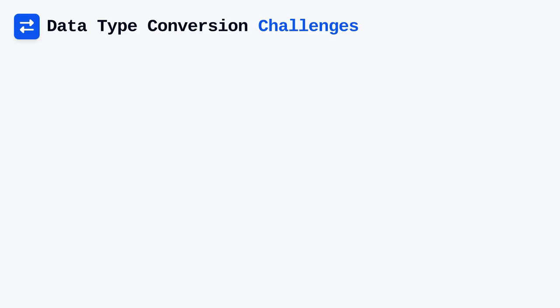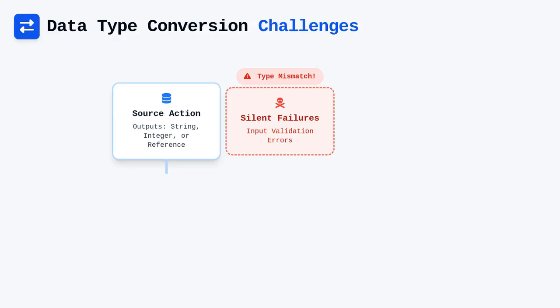Data type conversion issues represent some of the most subtle yet frustrating errors in automated flow design. When an action step passes data to a subsequent activity, the underlying type, be it a string, an integer, or a reference, must be treated with specific care to ensure the receiving step handles it as intended. Mismatched data types typically result in silent failures or input validation errors that prevent the automation from proceeding to the next logical step in the remediation chain.